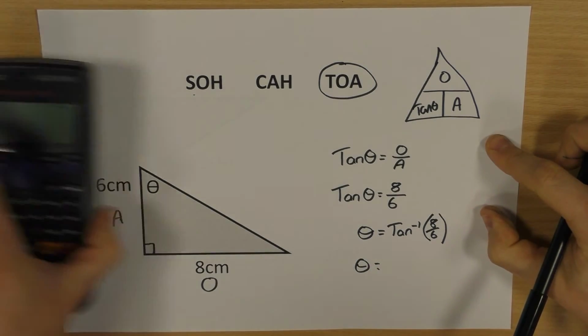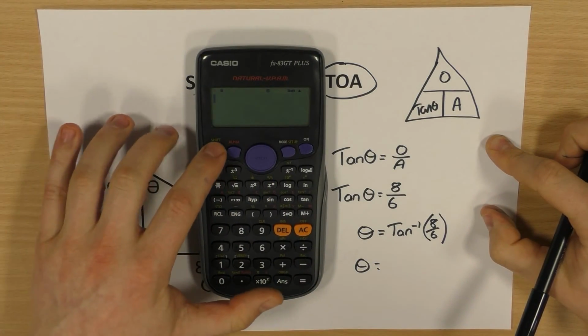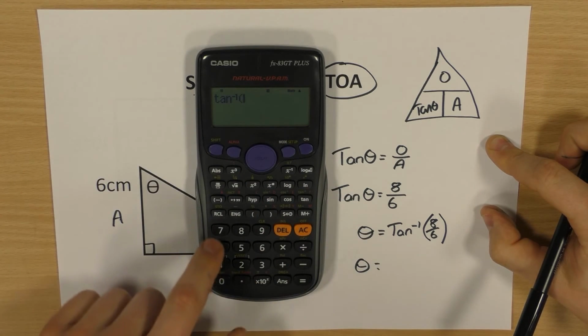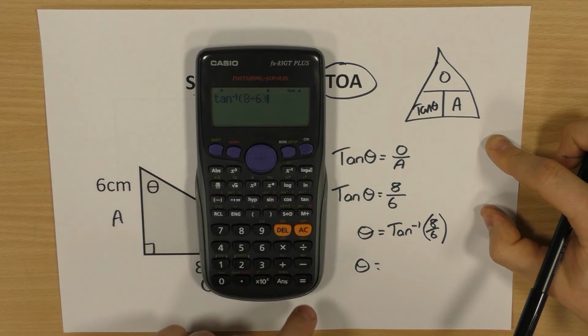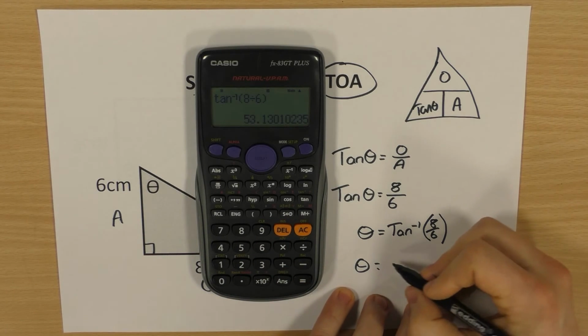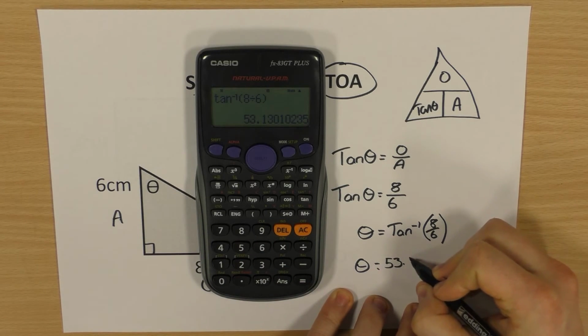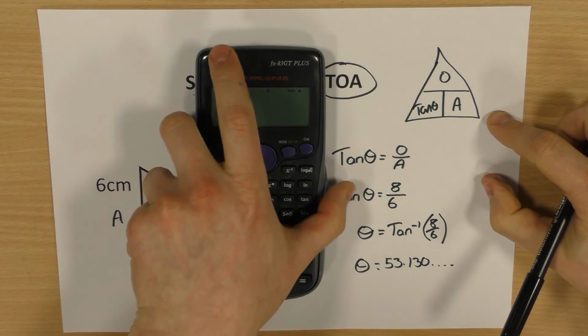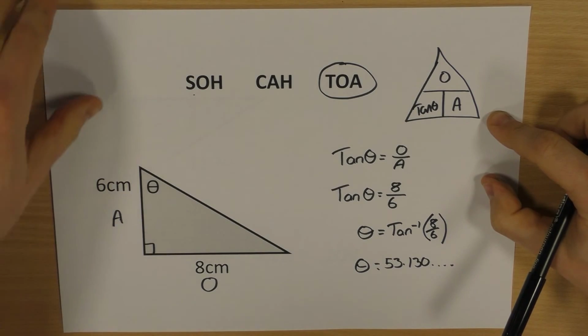So I get my calculator, exactly the same thing. I do shift, and this time press tan. Don't forget to check it is the inverse. In the brackets, 8 divided by the 6. You're in business, because we have 53.130, etc., etc. And again, round it to whatever the question says you need to round it to.